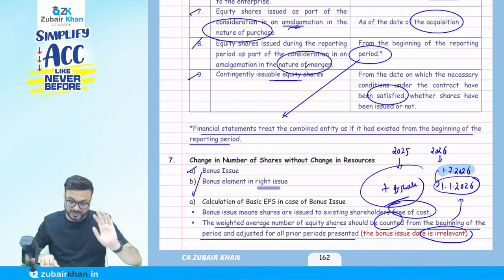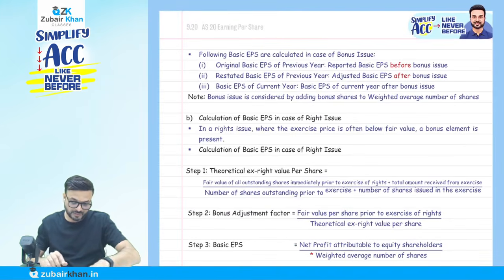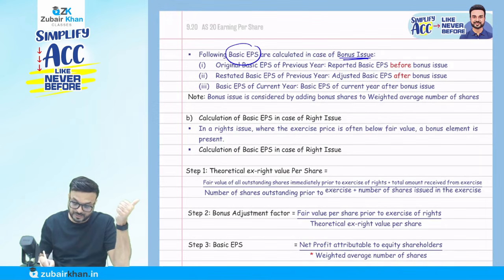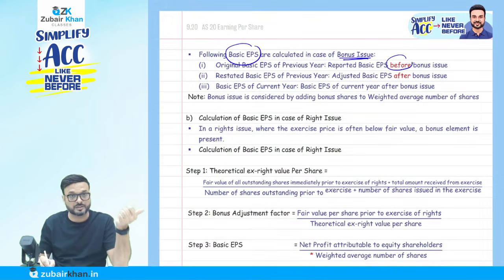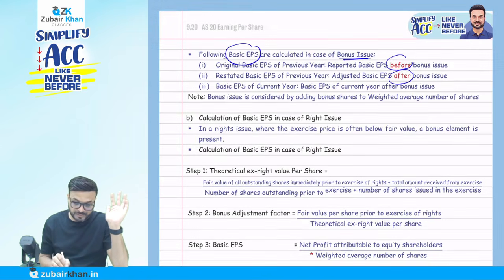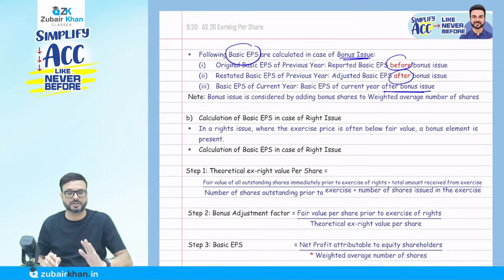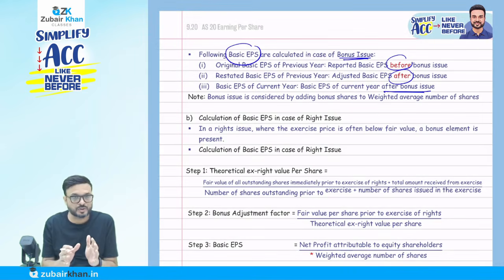Okay. Now let's take a question on that. This is what they say: the following basic EPS are calculated in case of bonus issue. Original EPS of the previous year we already calculated last year, obviously before the bonus issue. Now we have to mention after the bonus issue what is the effect, and we have to calculate basic EPS of the current year after taking into consideration the bonus share. Say we issue the bonus share during the current year.